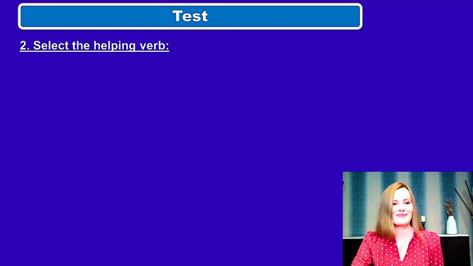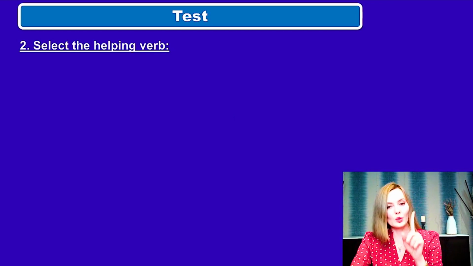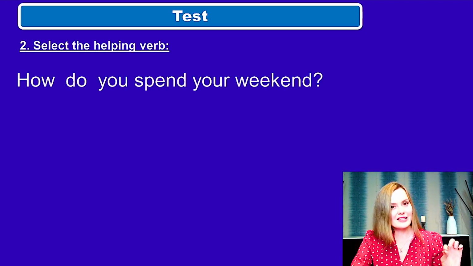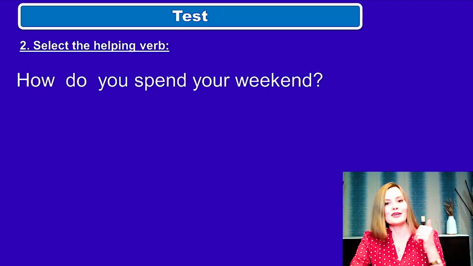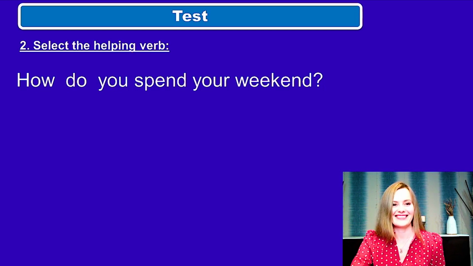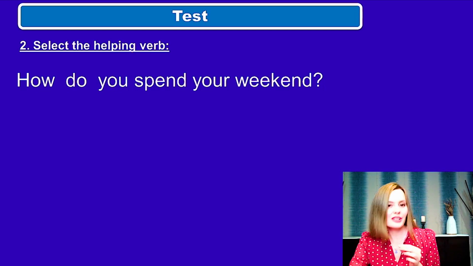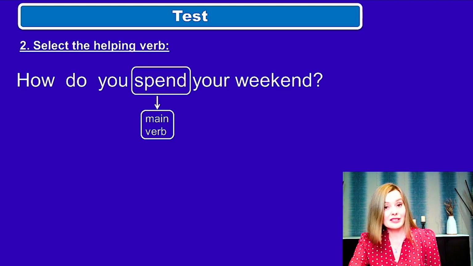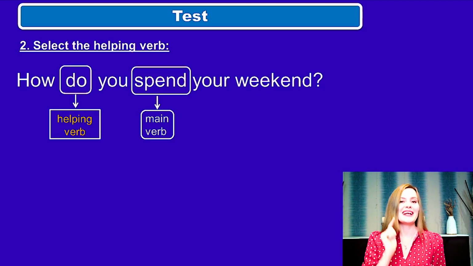Good job. Next one, select the helping verb. You should find one helping verb in this sentence. I recommend you pause the video, read the sentence attentively, and then check your answer with me. How do you spend your weekend? So what is the main verb in this sentence? Of course, spend. And what is the helping verb? Yes, you're right, do. Do is the helping verb. Great job. I'm very proud of you.